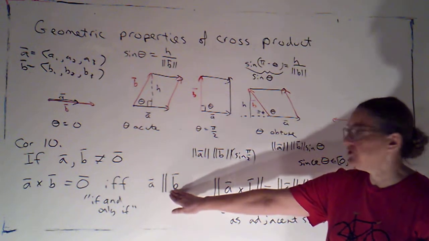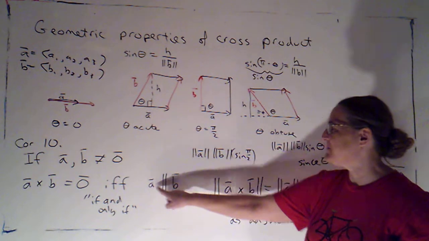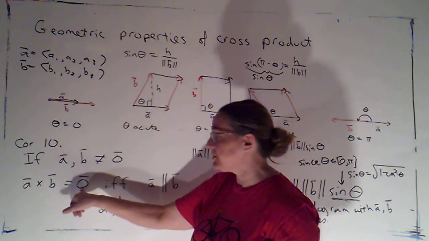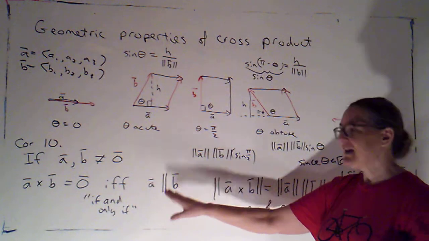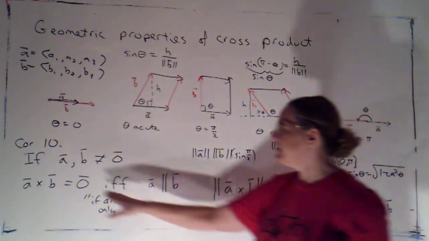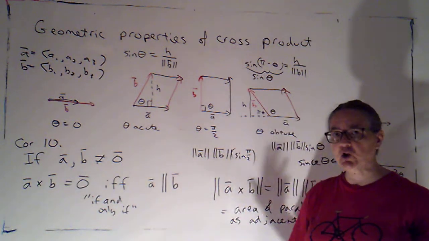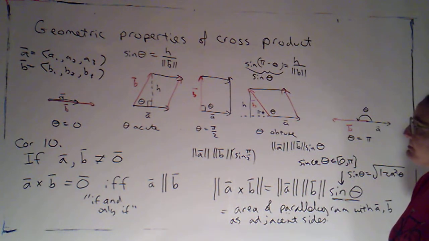And I can denote that two vectors are parallel by just putting this parallel symbol in between the names of the two vectors. So that says if the cross product is the zero vector, and I started with two non-zero vectors, that tells me that they're parallel. If two non-zero vectors are parallel, then their cross product will be zero. So I alluded to that fact earlier. Now we can actually see why it's going to be true.